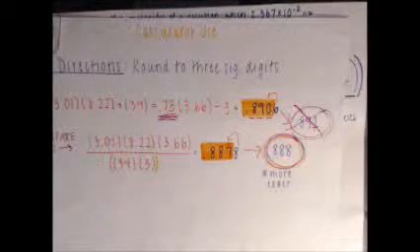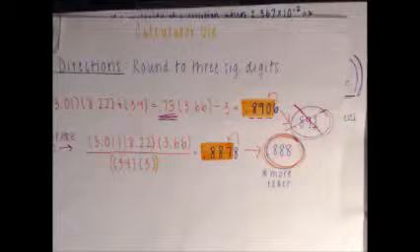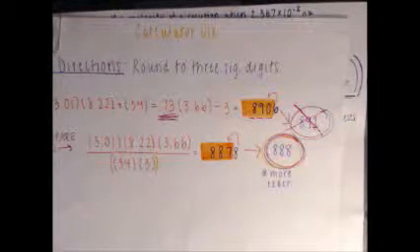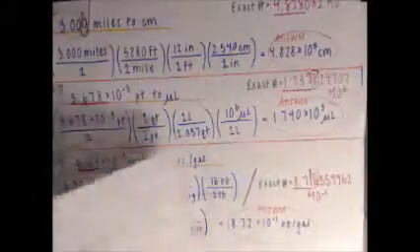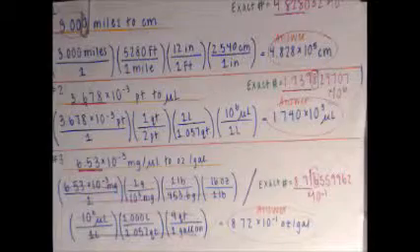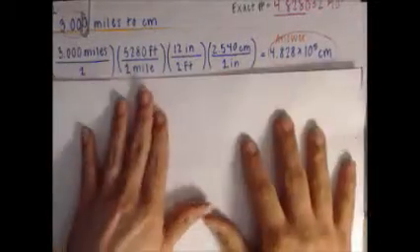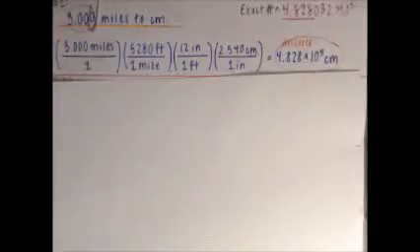Now that we have discussed the basics of proper calculator use and significant digits, we will now look at 4 problems that demonstrate what I have discussed. Let's take a look at the first problem. It has already been set up, so all we need to do is multiply everything on the top and divide it by everything on the bottom.